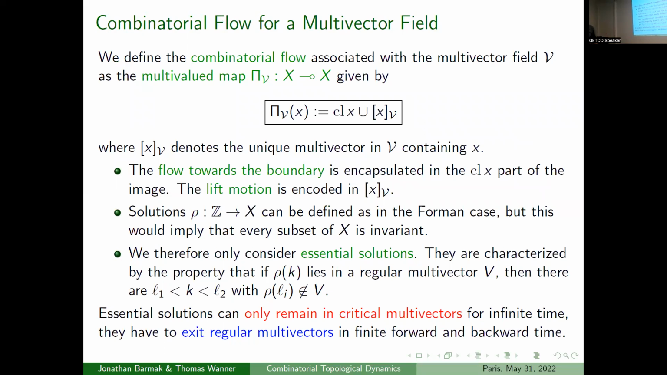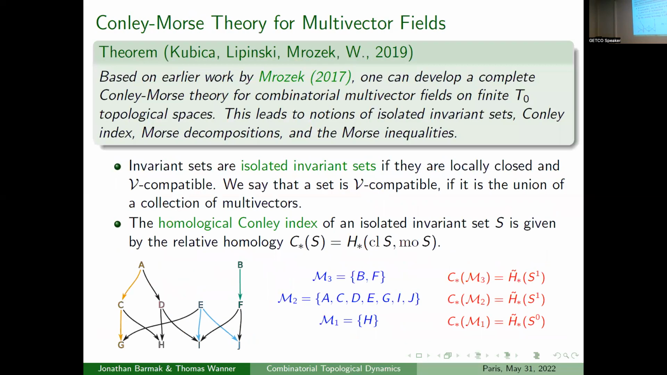And the same thing is going to be true here. We'll be only looking at what we call essential solutions that have the property that if rho of k lies in a regular multivector, it has to exit before the vector. So we really are forced to move away from these regular multivectors. And if you do this, we now have the same notion of solutions. Now, essential solutions, those are the ones that we're going to be interested in.